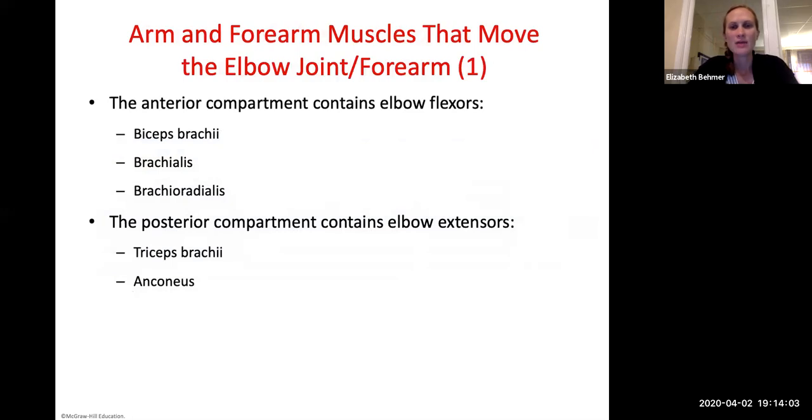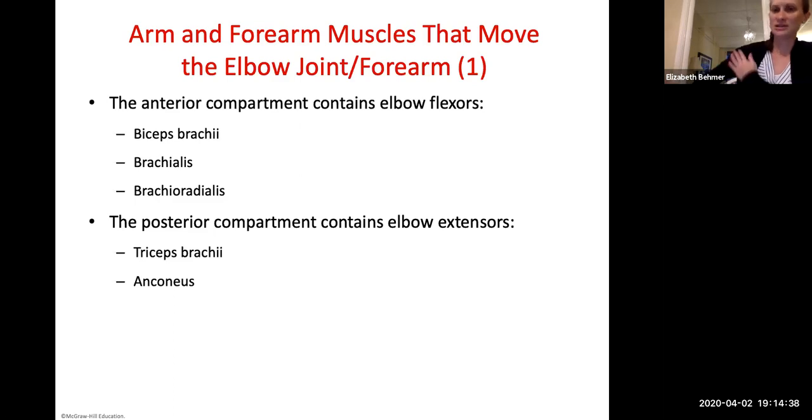Okay, then we'll move down the arm itself. So we're looking at just the upper arm, the brachium. The anterior compartment of your upper arm contains all your elbow flexors. And this will be the answer to number 2 on your notes. What are the principal elbow flexors located on the anterior side of the humerus? You have 3 of them, and they're listed right here: the biceps brachii, brachialis, and the brachioradialis. Flexion of the arm is doing this, like doing a bicep curl.